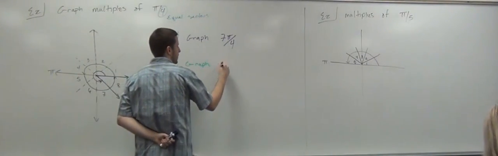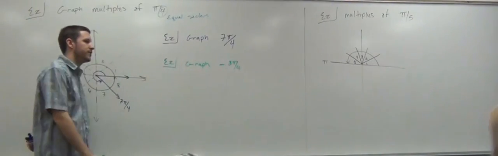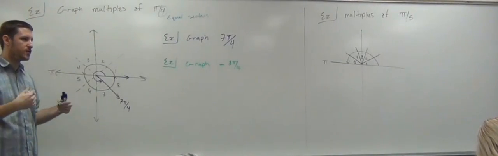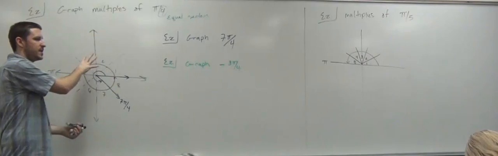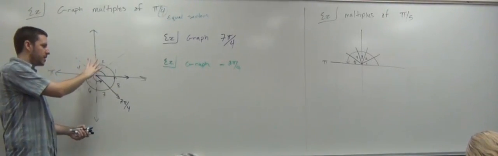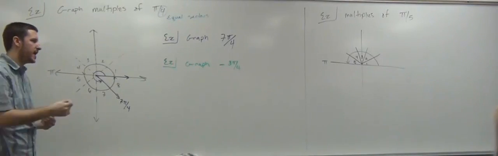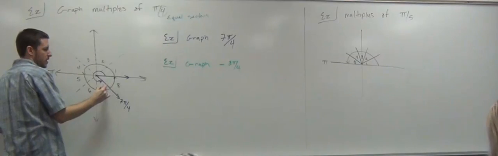What if I made it negative? How would you graph negative 3 pi over 4? Count 3 in the other direction. It's still over 4. The denominator is still the same, so you still have the same picture in your head, the same diagram of 4 equal sectors on the bottom, 4 equal sectors on the top. But now, because it's a negative out in front, you start counting this direction.